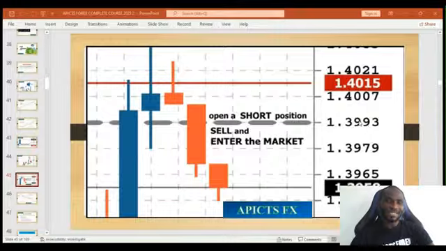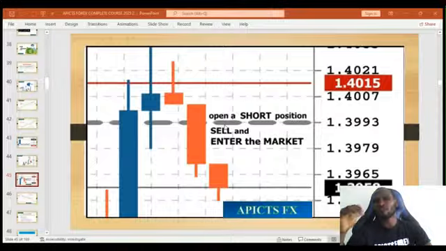Because the market kept coming down in your favor, imagine that the market now got to 1.3979. How do we calculate the number of pips that the market has moved by? We do 1.4015 minus 1.3979. The answer that we get is the number of pips that price has moved within that period.